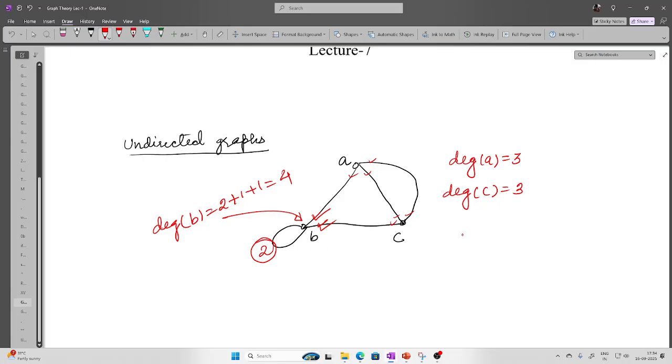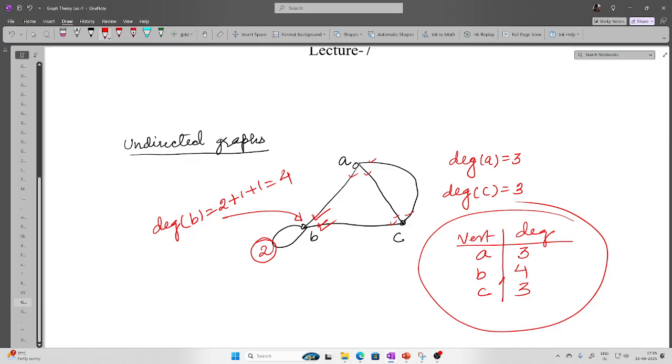So if this is the vertex and this is the degree, then this is A, B and C. A has degree 3, B has degree 4 and C has degree 3. So in this way, we evaluate the degrees in case of undirected graphs. It is very simple. And once you know this concept, you will be able to understand many concepts which will be coming in future.